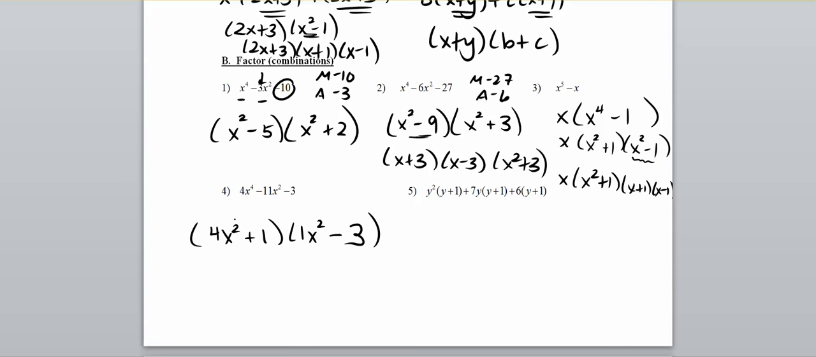I can't factor this. This is a sum of squares, and this is a difference, but 3 is not a perfect square. All right, number 5. This is an example that always trips you guys up, and I want you to look carefully so you don't make this much harder than it is.